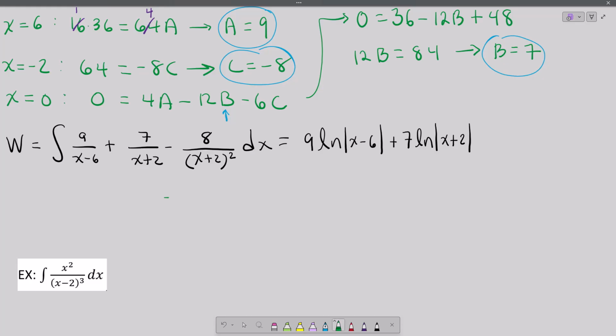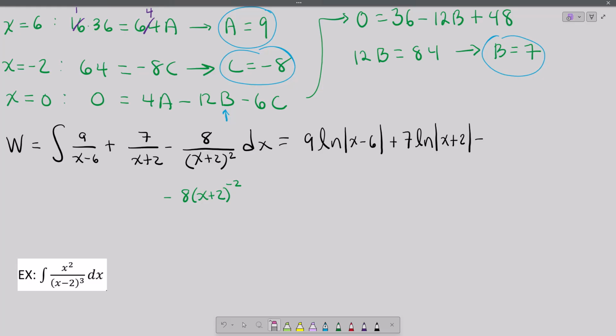So this one we're going to think of as 8 times x plus 2 to the negative 2. And so then we add 1 and divide by the new exponent. So for that one, we're going to have negative 8 right there. We add 1 to this exponent and get negative 1. Everyone with me? And then divide by negative 1.